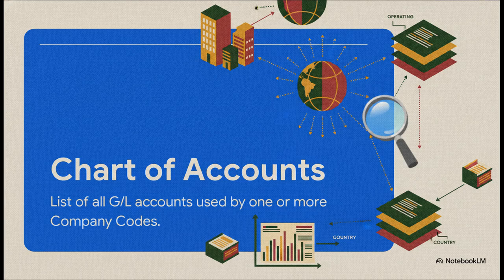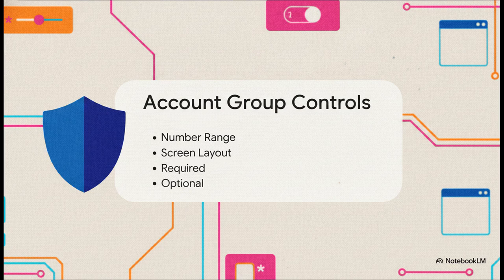You also have a group chart of accounts for your consolidation and a country chart of accounts for localized country-specific reporting. Now, the way we organize those accounts is pretty clever. We use an account group. When you're creating a new general ledger account, the account group dictates the exact user experience and boundaries. It controls the specific number range you can use, the screen layout you see, and exactly which fields are required or optional during the creation process. It is literally the ultimate gatekeeper of your master data consistency.